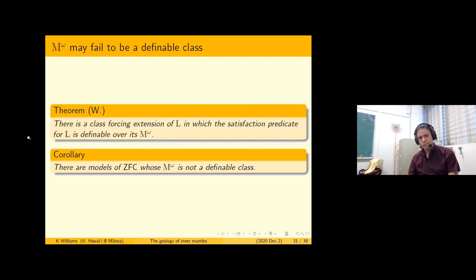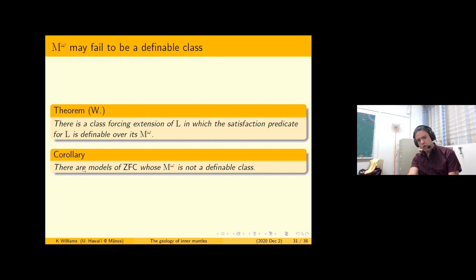Okay. So this is going to follow Harrington's argument for HOD_omega. So Harrington showed consistently HOD_omega is not a definable class. How did he show this? He showed you could have a HOD_omega that could define the satisfaction predicate for L. And if you have that, then you're going to get models whose HOD_omega is not definable. So same idea. We have a class forcing extension of L in which the satisfaction predicate for L is definable over the M_omega of that model. And so as a corollary, we get some that are not definable.